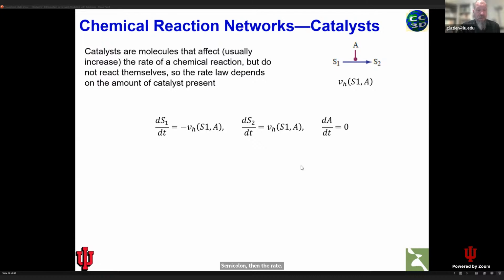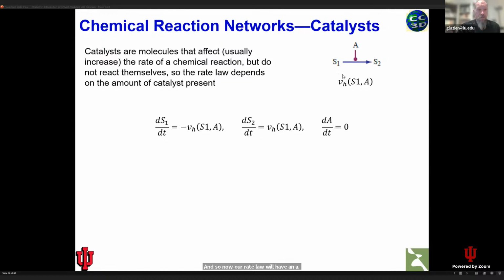Chemistry involves not only chemical reactions, and in biology in particular, we have the concept of enzymatic interactions and catalysis. If the rate of conversion, say from S1 to S2, depends on a chemical species A that is not used up here, A is acting as a catalyst. And so now our rate law will have an A in it.